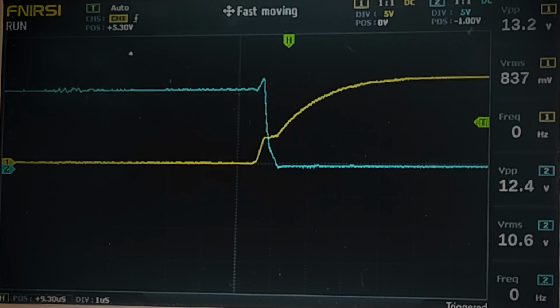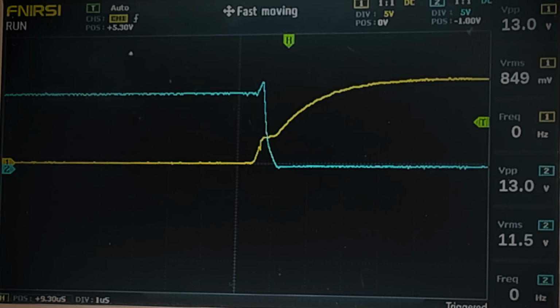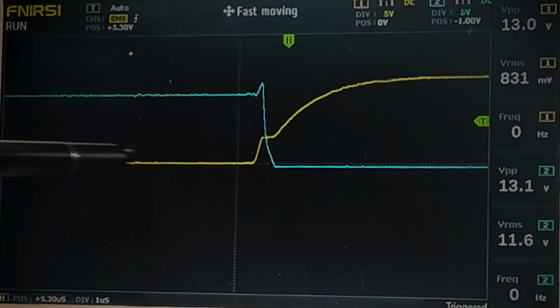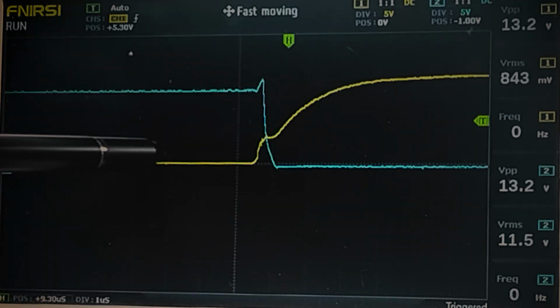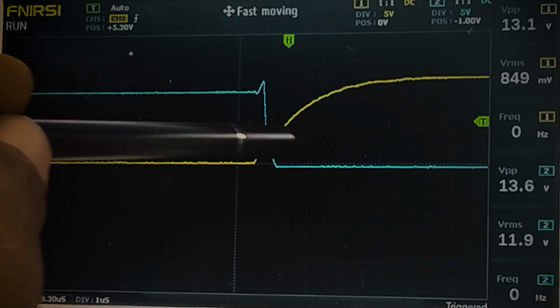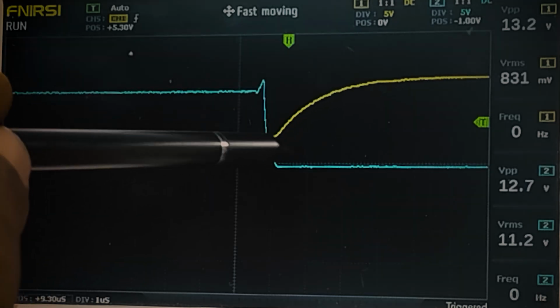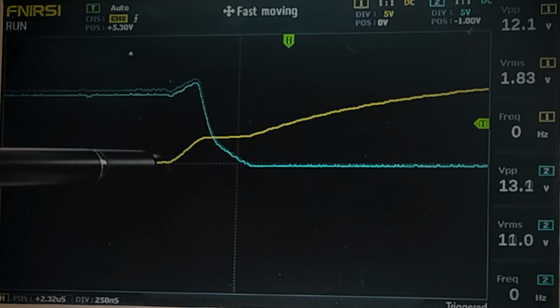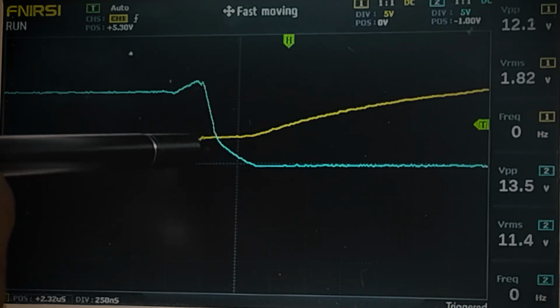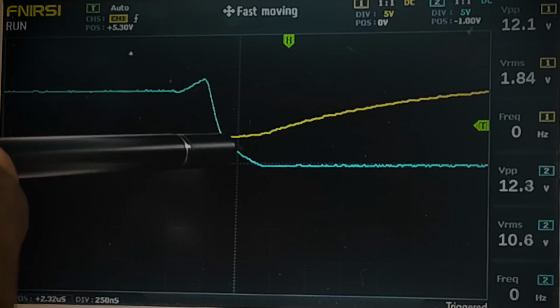Secondly, there's the concept of the Miller plateau. If you look at the waveform of the gate on our screen here, we will see that during switching, we'll see a flat horizontal region here. Let me zoom in a little bit. Okay, so now it's very clear. We can see we have a flat horizontal region.